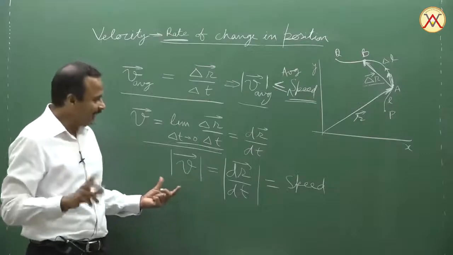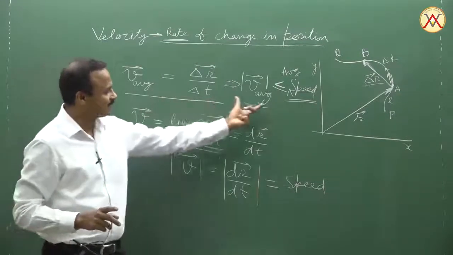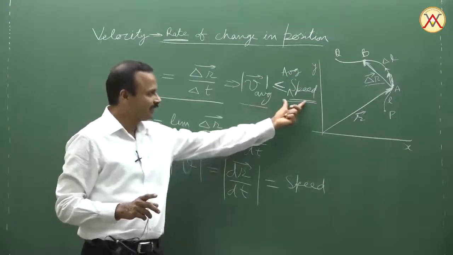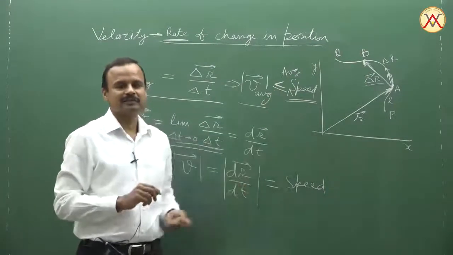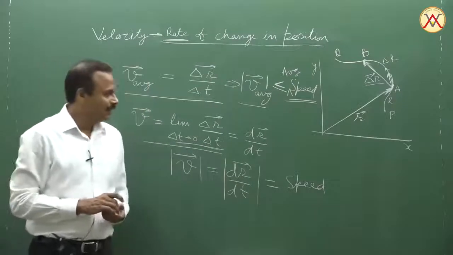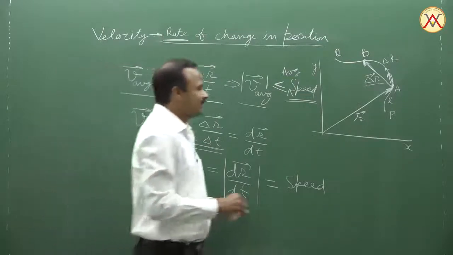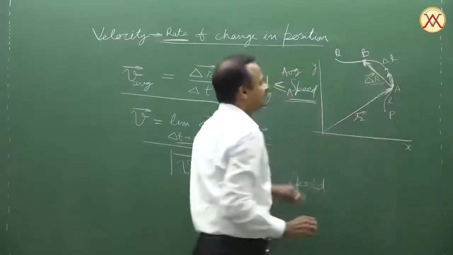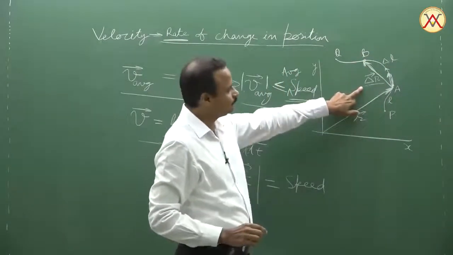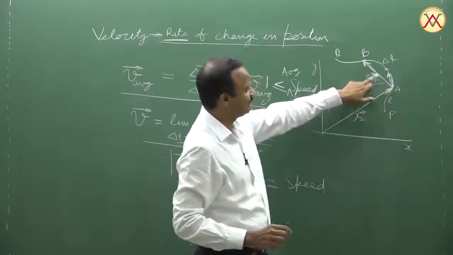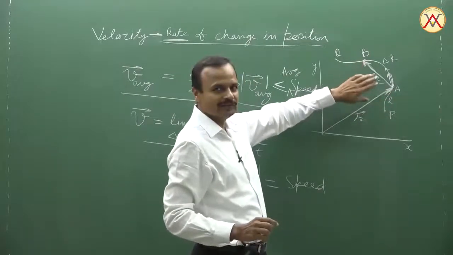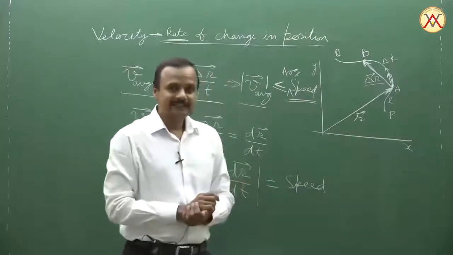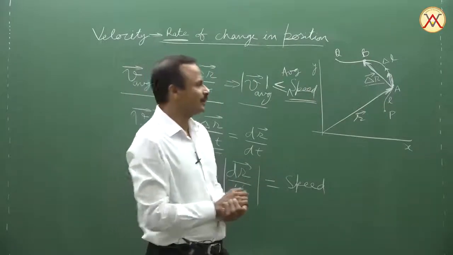But in the average, the velocity vector will have a magnitude less than or equal to the average speed. Direction, of course, you can see the direction of average velocity will be the same as the direction of the delta R vector, or you can say the displacement vector from A to B. So the average velocity vector has the same direction as the displacement vector.